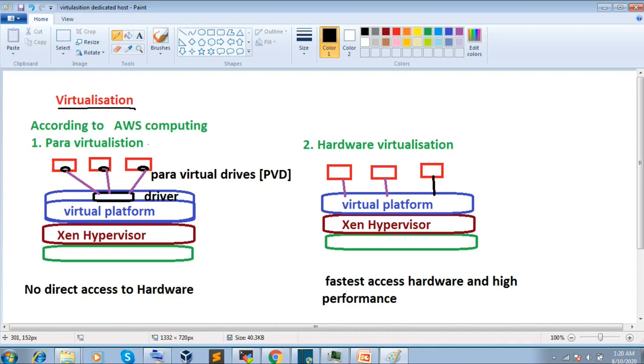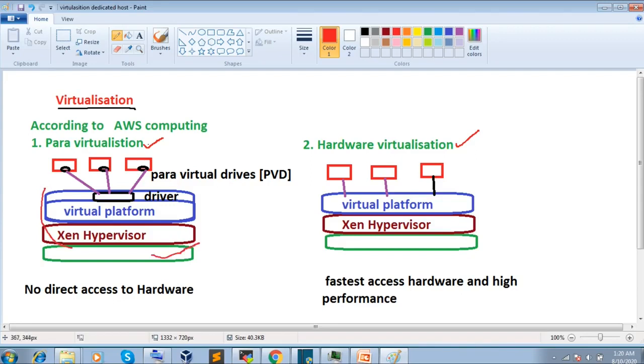Okay, after that, what is virtualization? According to AWS cloud computing, there are two types of virtualization. One is para virtualization. The other is hardware virtualization.